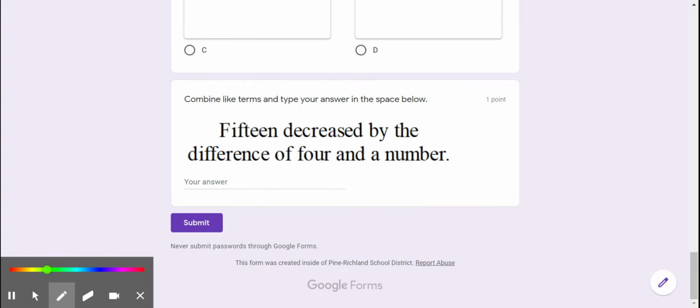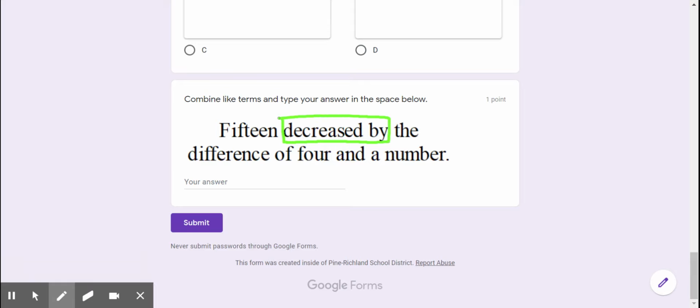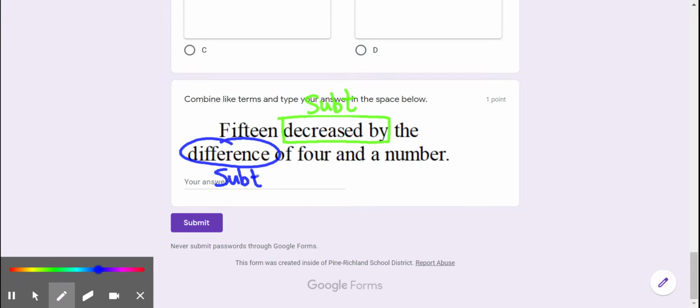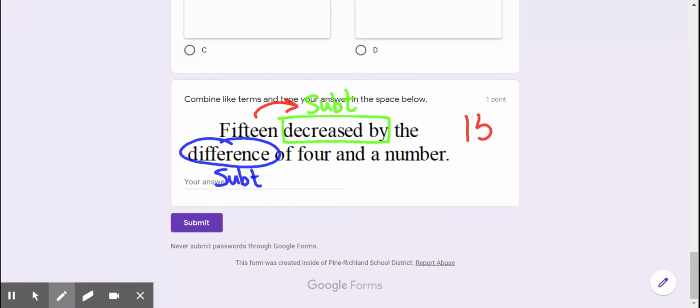All right, and the last one says 15. The word here is decreased by, which we all know means to subtract. And the other word I have to worry about is difference, which also means to subtract. So two things are happening here with subtraction. So 15 decreased by means I'm going to take 15 and I'm going to subtract something from it.